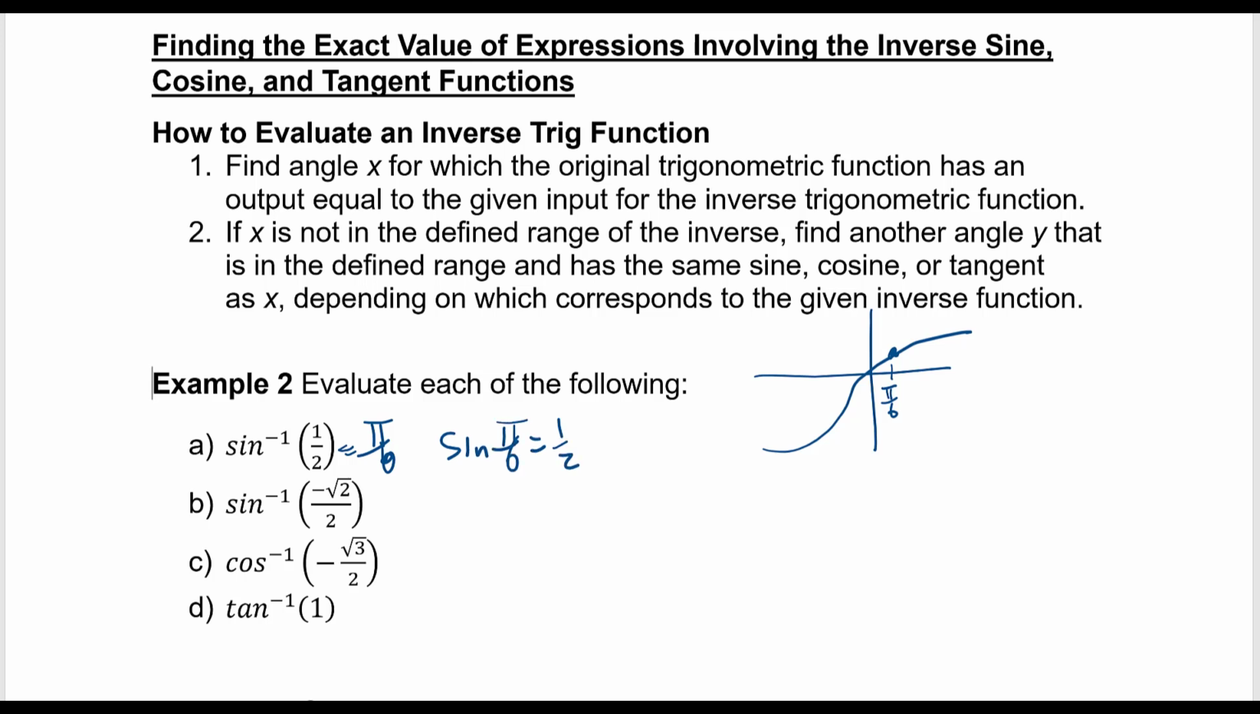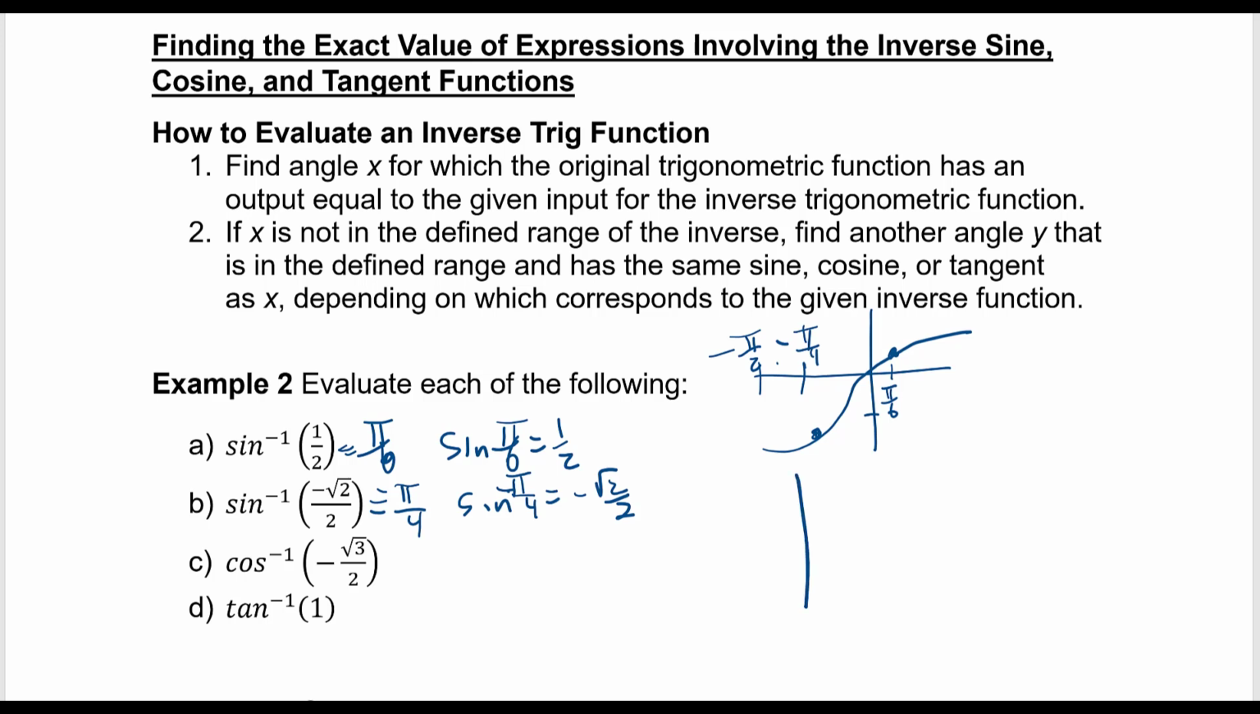Then if we look for sine inverse of negative square root of 2 over 2, that's something over here. Here's our negative pi over 2, so it's over here at pi over 4. And so we'd say that's going to be negative pi over 4, because sine of negative pi over 4 is negative square root of 2 over 2.